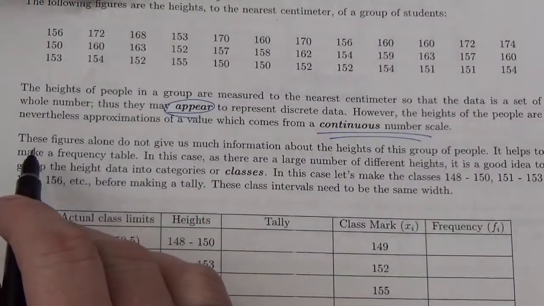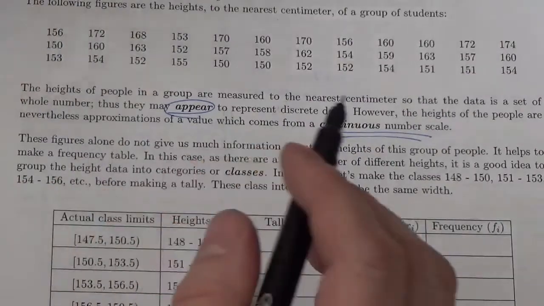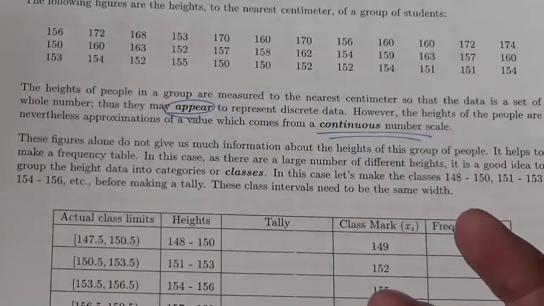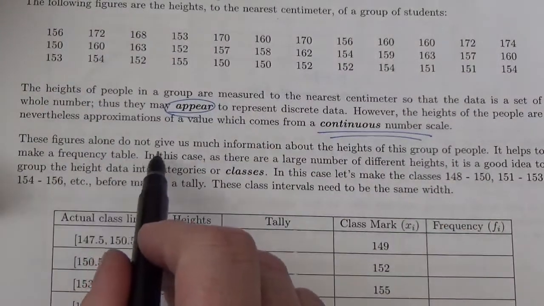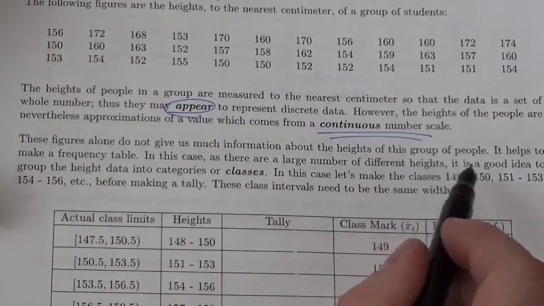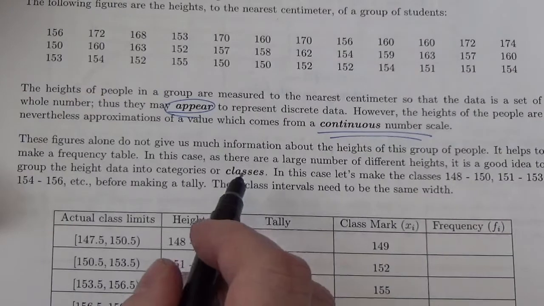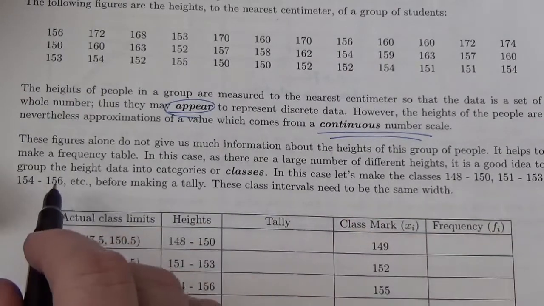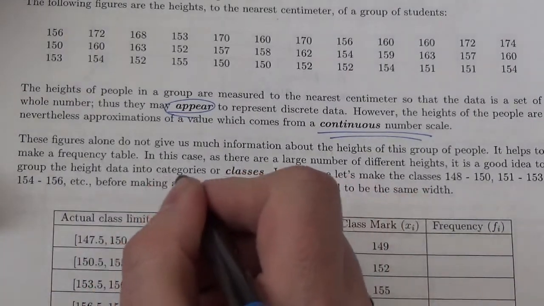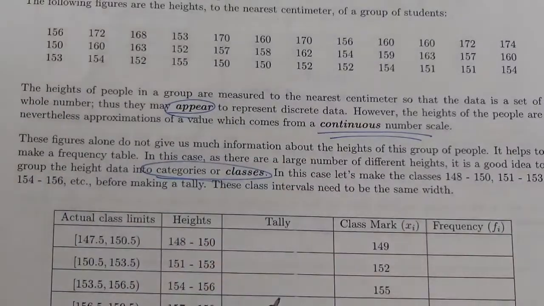So typically what we're going to do here is take a look at the group. These figures do not give us much information about the heights of the people in the group. It helps us to make a frequency table. And in this case, as there are a large number of different heights, it's a good idea to group the heights into categories or classes. And so that's what we're taking a look at here.